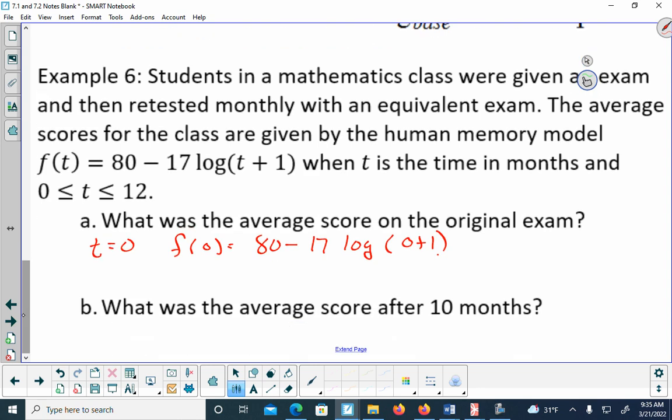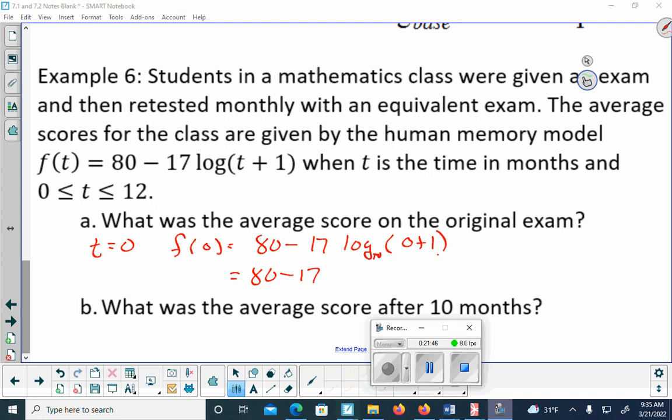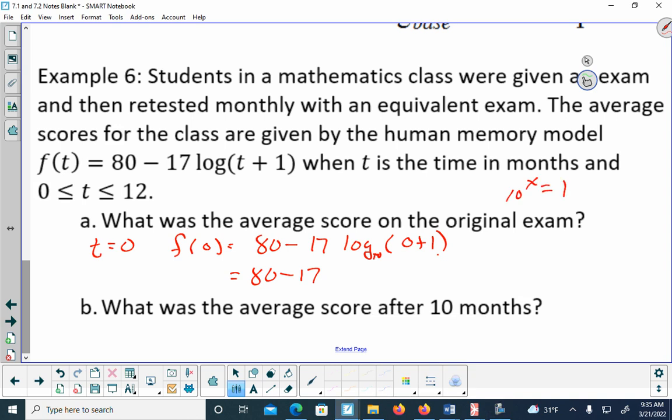So this is going to be 80 minus 17 times log base 10 of 1, and I'm going to evaluate that. That ends up being 0. Thinking of this, it's 10 raised to what power is 1, so that's going to equal 0. This would be 17 times 0. So the original average is going to be 80.